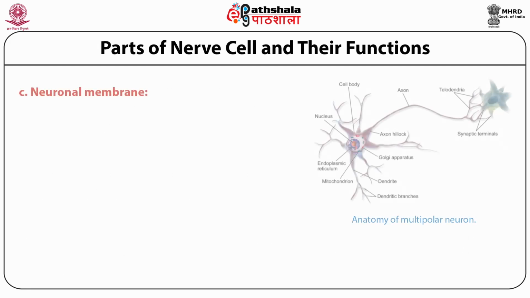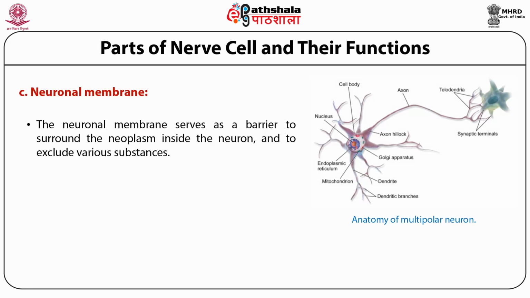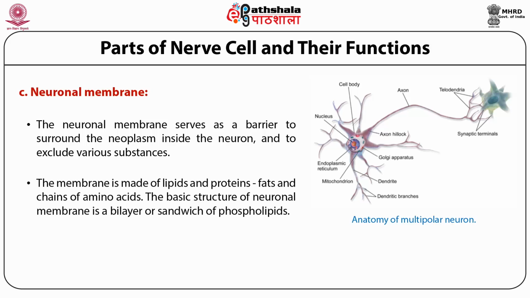The third one is neuronal membrane. The neuronal membrane serves as a barrier to surround the neoplasm inside the neurons and to exclude various substances. The membrane is made up of lipids and proteins, fats and chains of amino acids. The basic structure of neuronal membrane is a bilayer or sandwich of phospholipid.